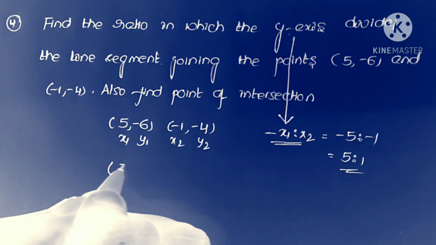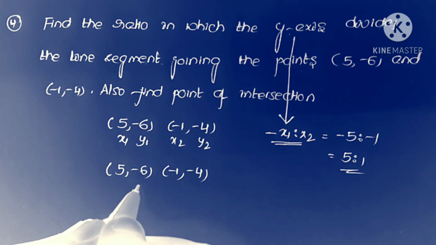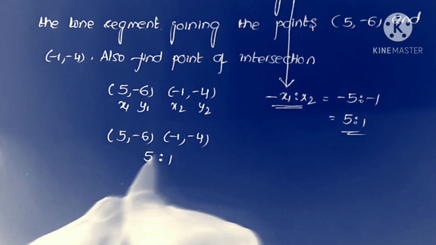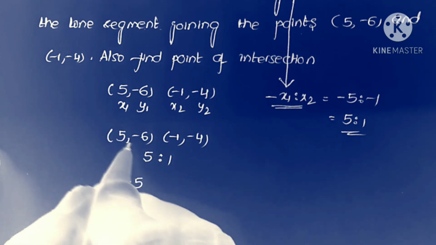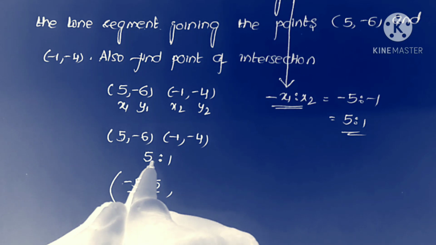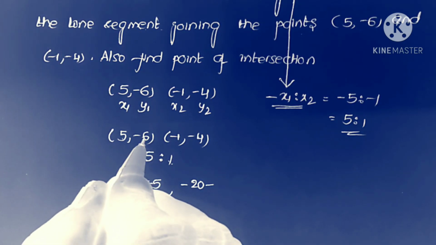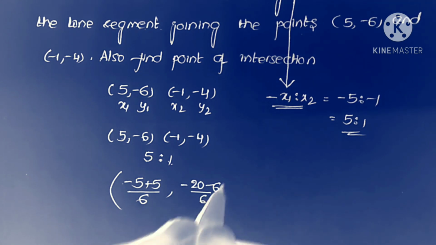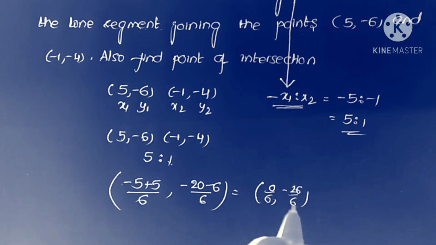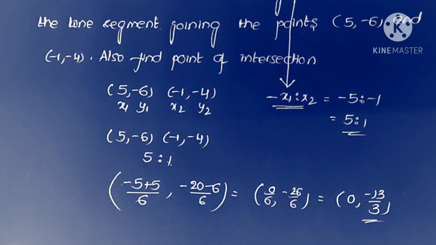So the point of intersection: 5 comma minus 6 is x1 y1, minus 1 minus 4 is x2 y2, and the ratio is 5 is to 1, m is to n. Now what is the point of intersection? It is (m x2 minus 5 n... x1 plus 5) by (m plus n), (6 m y2 minus 20 plus 6 n y1 minus 6) by 6, that is 0 by 6 comma minus 26 by 6, which equals 0 comma minus 13 by 3. That's all. This is the point of intersection.